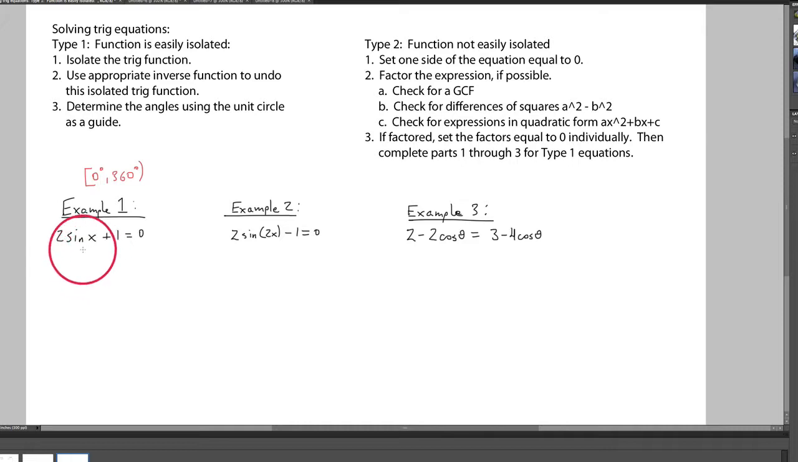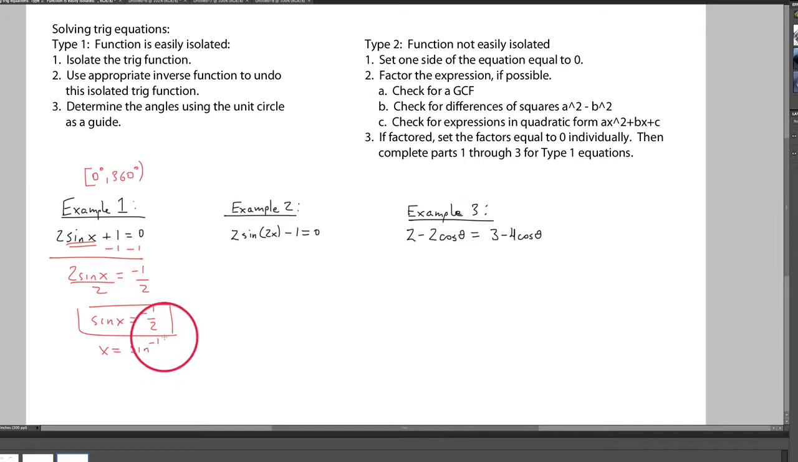Looking at example number 1 here, I noticed that it would be really easy to get sine by itself by subtracting 1 from both sides and then dividing by 2. So I get 2 sine x equals negative 1. Dividing by 2, we get the sine of x equals negative a half. With respect to our steps, this was just step 1, but that was the whole effort, to get this by itself, because on the very next step I can say that if I take the sine inverse of both sides, then my angle would have to be the sine inverse of this negative 1/2 ratio. So step 1 is completed. Now we've completed step 2.